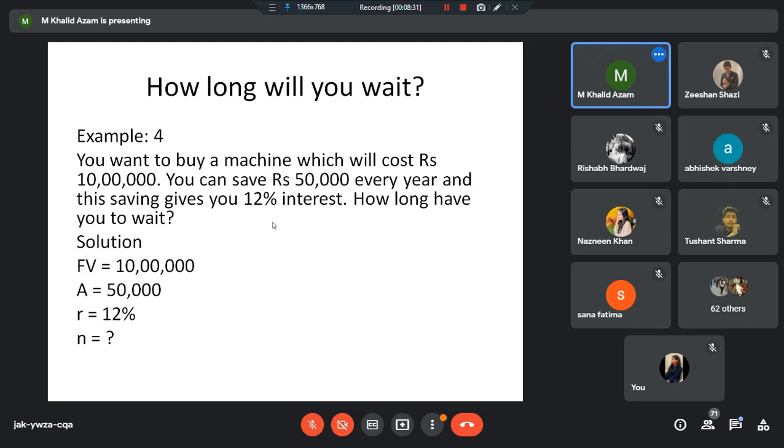Now see how long will you wait. This part we have already considered. Here one thing is important which you have to take up.